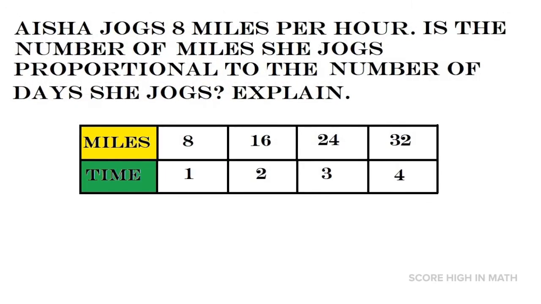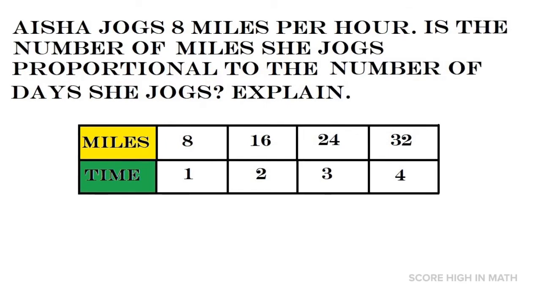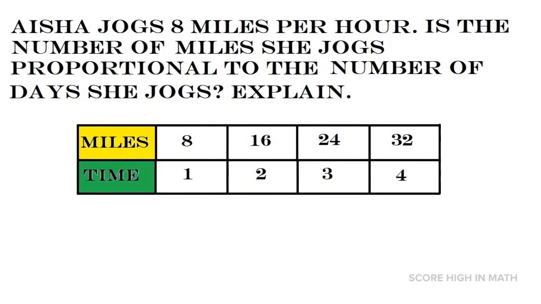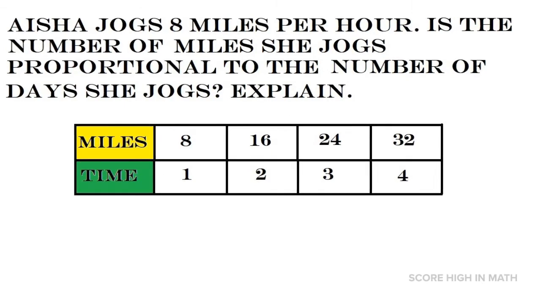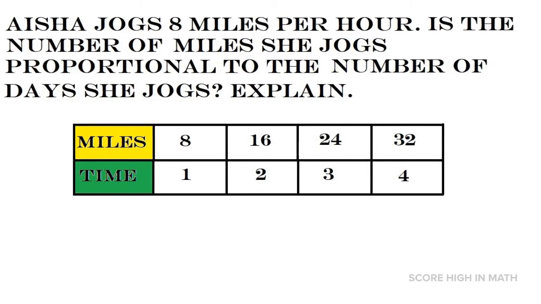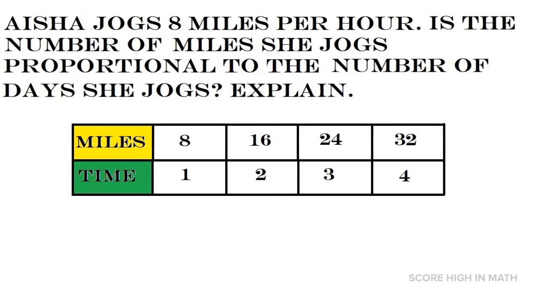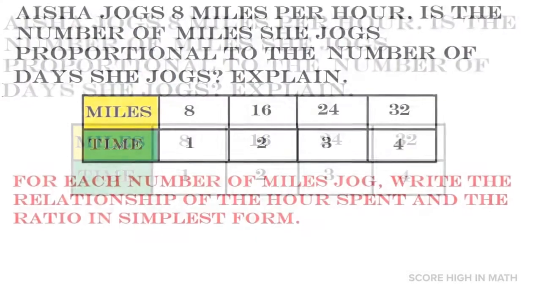Let us draw a ratio table. The first row indicates the miles she jogged and the second row indicates the time. We are going to add on 8 miles per hour. So 8 plus 8 is 16. That is for 2 hours. 16 plus 8 is 24 for 3 hours. And 24 plus 8 is 32 for 4 hours.